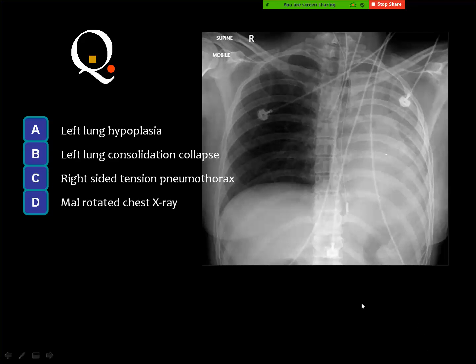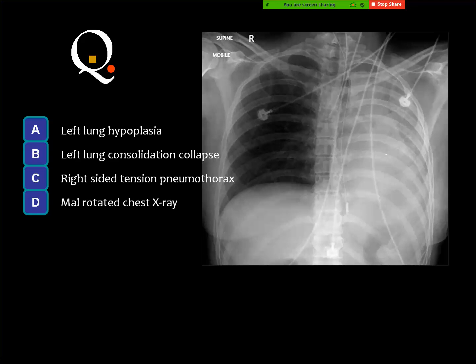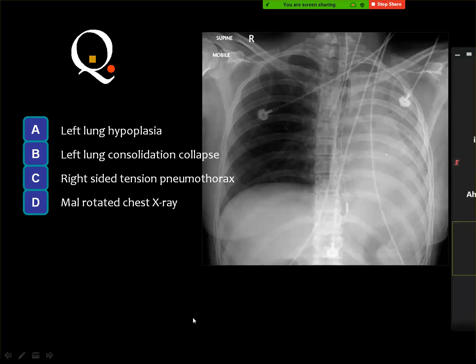And this is the first case where the patient is in the intensive care unit, and this chest X-ray showed opacification of the left hemithorax and clear right hemithorax. Then the diagnostic possibilities include left lung hypoplasia, left lung consolidation collapse, right sided tension pneumothorax, or mal-rotated chest X-ray. B. Yes, this is the left lung consolidation collapse.